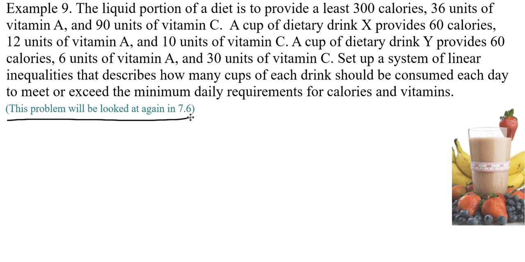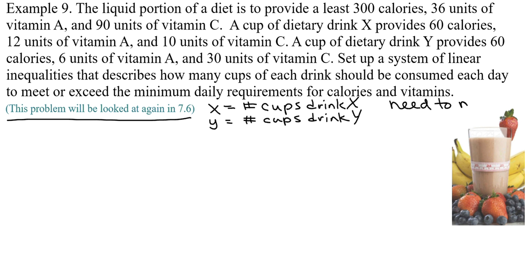And what I'm going to do is color code this a little bit just so that it's easy to follow. And I'm going to try to use my space well. So X is going to equal the number of cups of drink X, capital X. And then Y can equal the number of cups of drink, capital Y. And we need to meet or exceed the daily requirements.